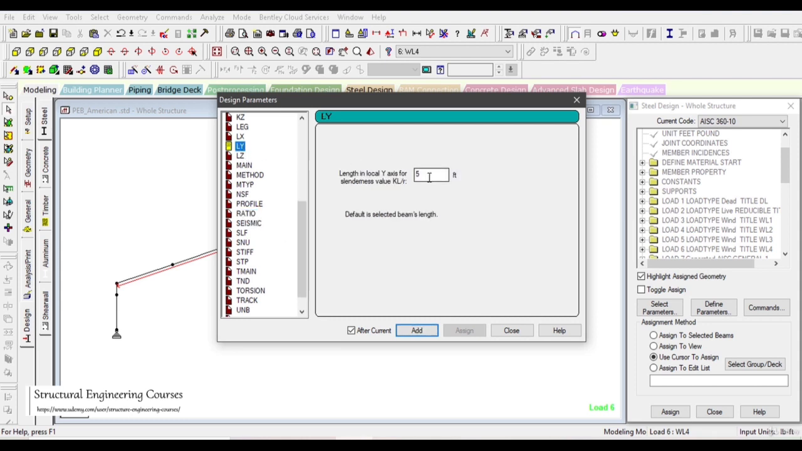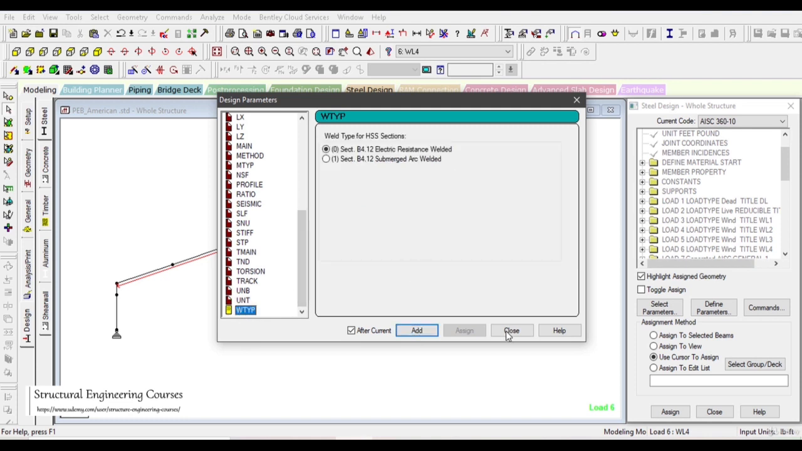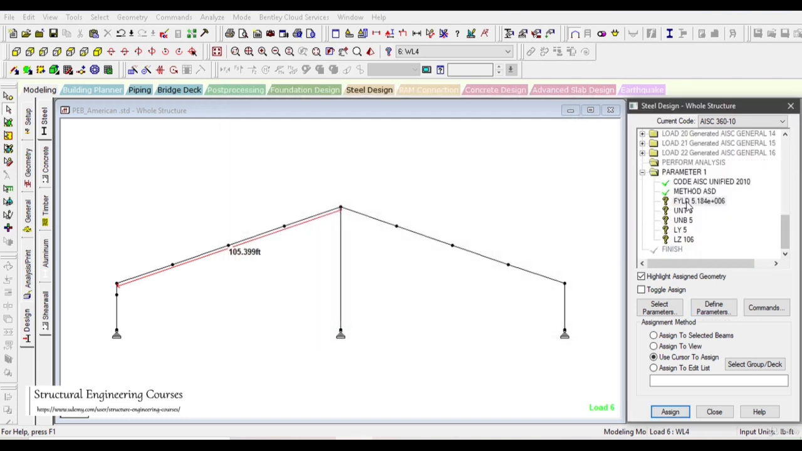LY, why are we referring to it as 5 foot? Because we shall tie all the members at a spacing of 5 foot interval. So unsupported bottom and top we can also select to be 5 foot, because we shall provide the upper flange and bottom flange bracing also.